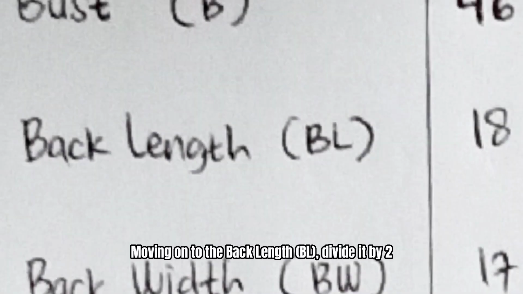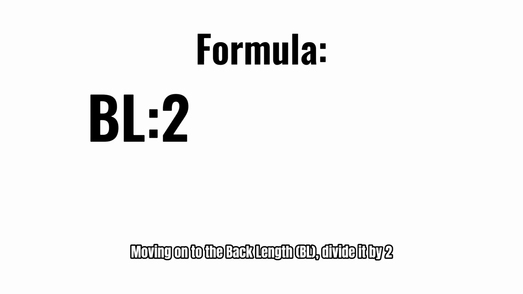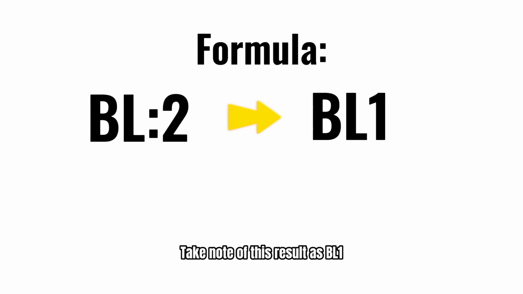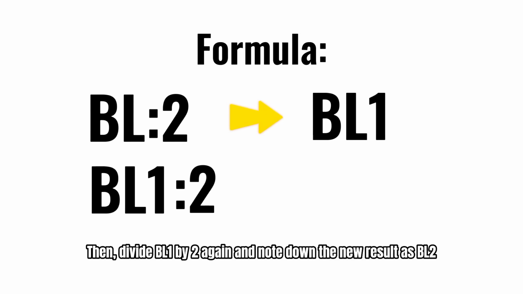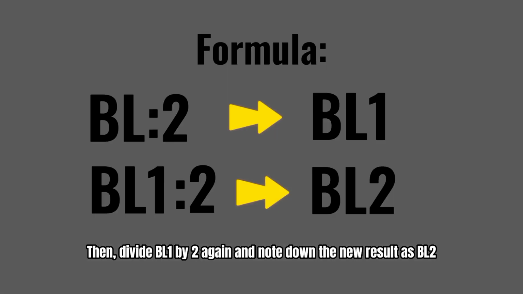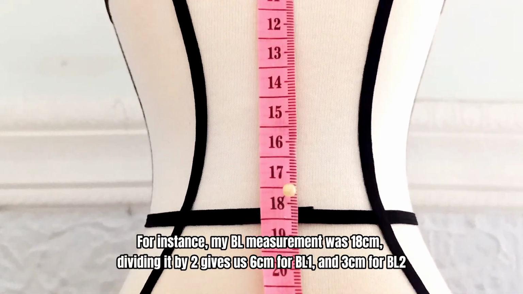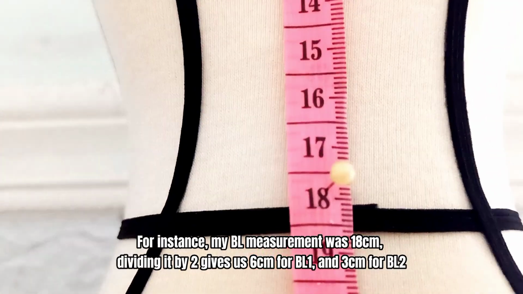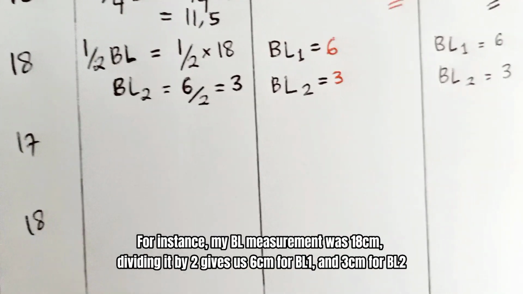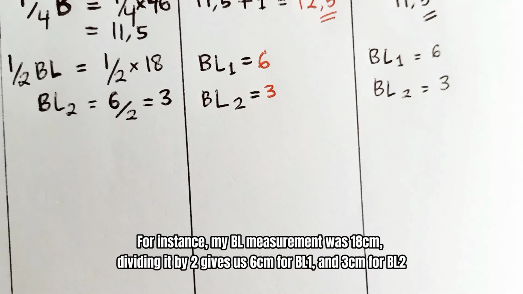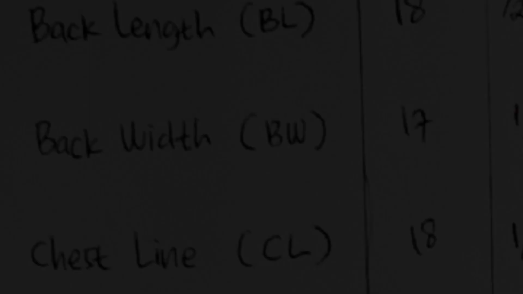Moving on to the back length, divide it by 2. Take note of this result as BL1. Then divide BL1 by 2 again and note down the new result as BL2. For instance, my BL measurement was 18 cm. Dividing it by 2 gives us 6 cm for BL1 and 3 cm for BL2.